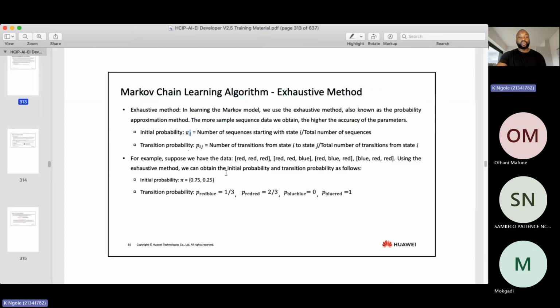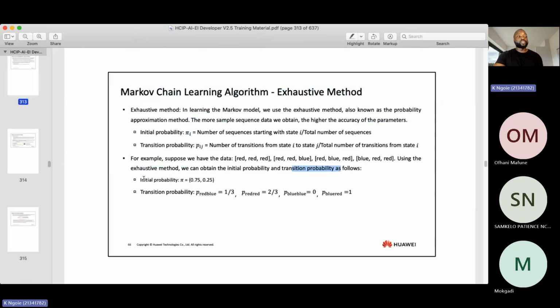All right, so in this example, suppose we have data like red, blue, red. Using the exhaustive method, we can obtain the initial probability and the transition probabilities, because remember, the exhaustive method is used when we don't know the initial probability. So we estimate them based on what we've observed.